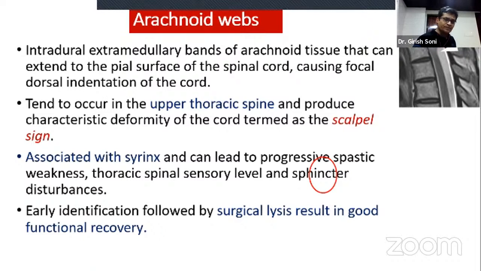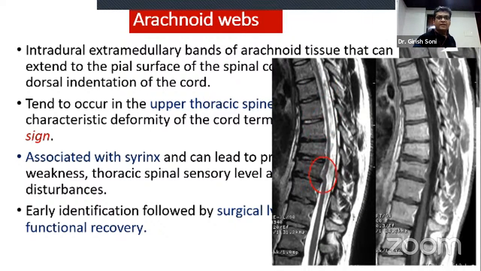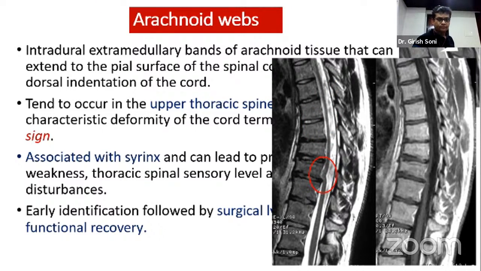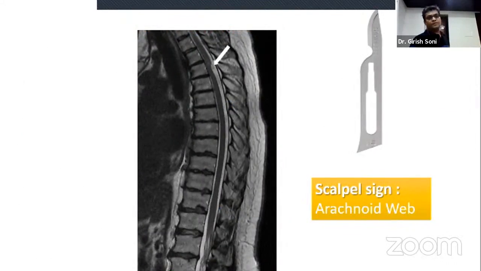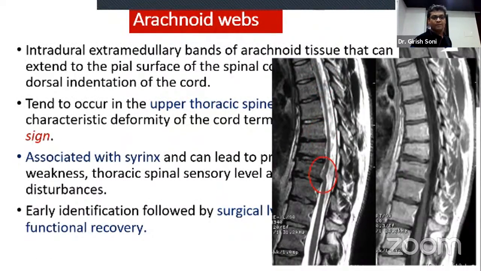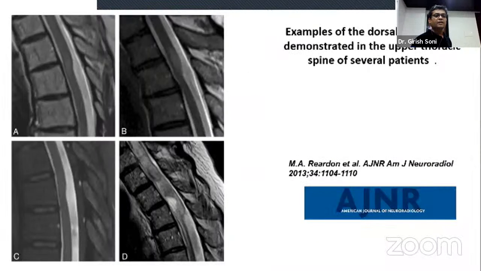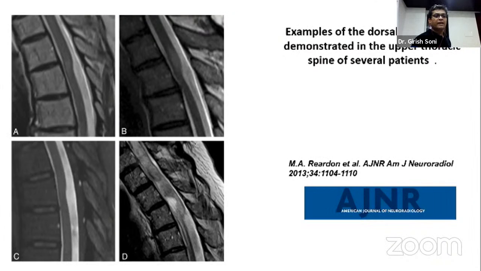The closest differential of such an arachnoid web is spinal cord herniation. Usually it is due to a defect in the dura mater, in the anterior part, and because of the defect in the dura mater, the spinal cord herniates, usually seen in the mid to lower dorsal area, and it produces a different deformity. If you see these deformities, they are definitely different. So please don't confuse cord herniation versus arachnoid web on imaging. So these are the various images of the arachnoid web, a characteristic scalpel sign.